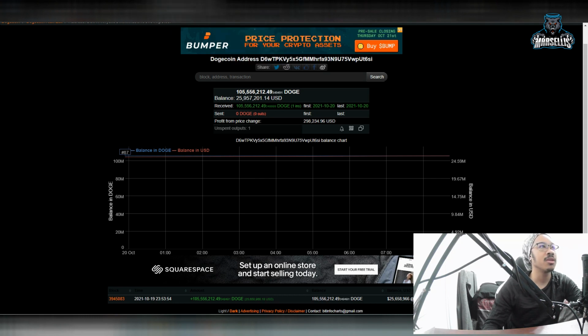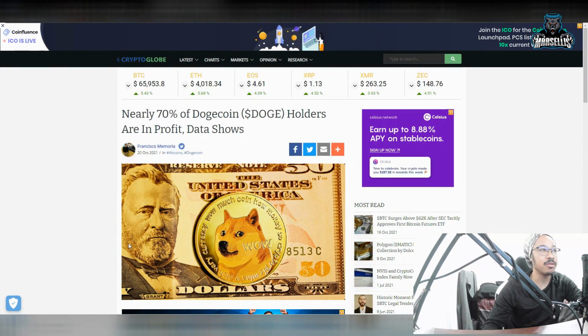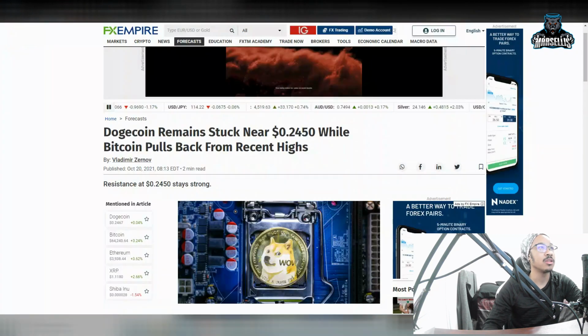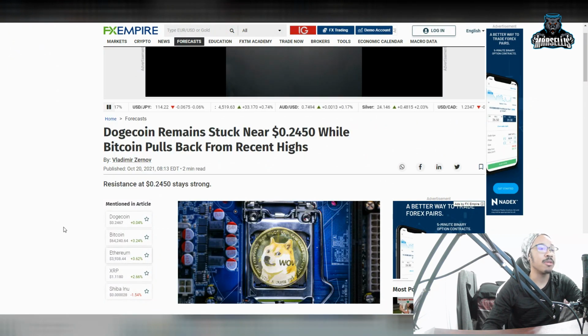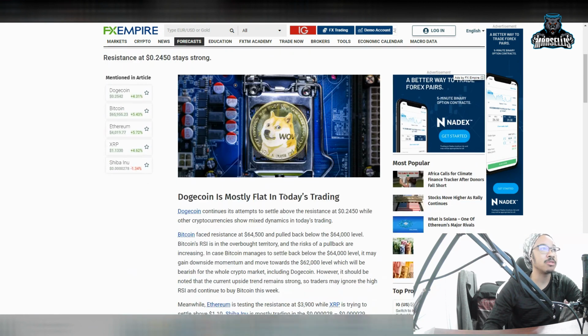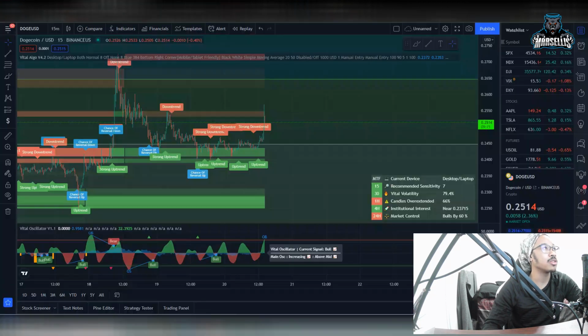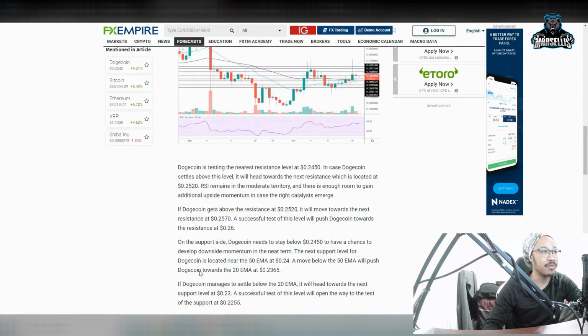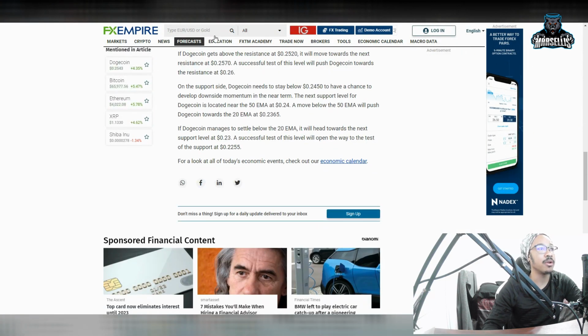And anyways, I'm just going to briefly go over this because I went over this previously, and a lot of other people have too. This article here stated nearly 70% of Dogecoin holders are in profit, and data shows that. So that's actually pretty big news. It's a pretty big statement as well. Dogecoin remains stuck near 24.50 while Bitcoin pulls back. It's not really stuck anymore. As you can see, we're at 25.44. We broke out of our resistance that we had. Now we're leading up to our next leg up at 26.50. So you can watch out for that soon. Big stuff going on with Dogecoin there.